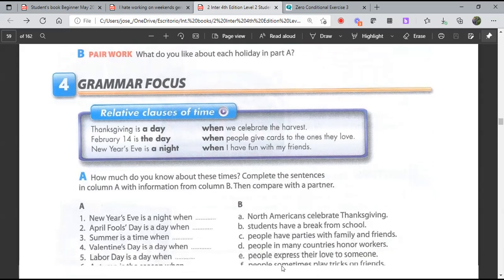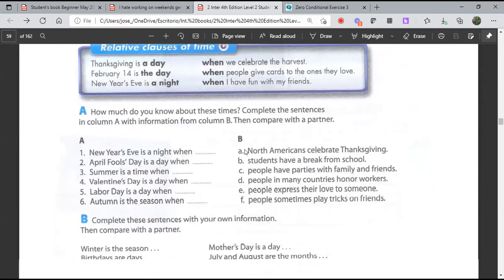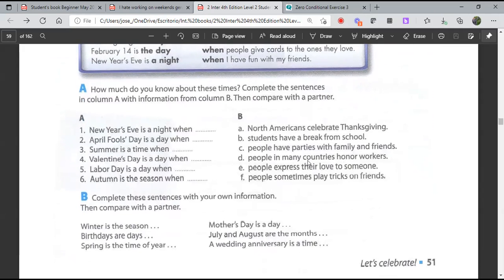Good. It says here, how much do you know about these times? Complete the sentence in column A with information from column B. Then compare with a partner. All right? Take a look at this.